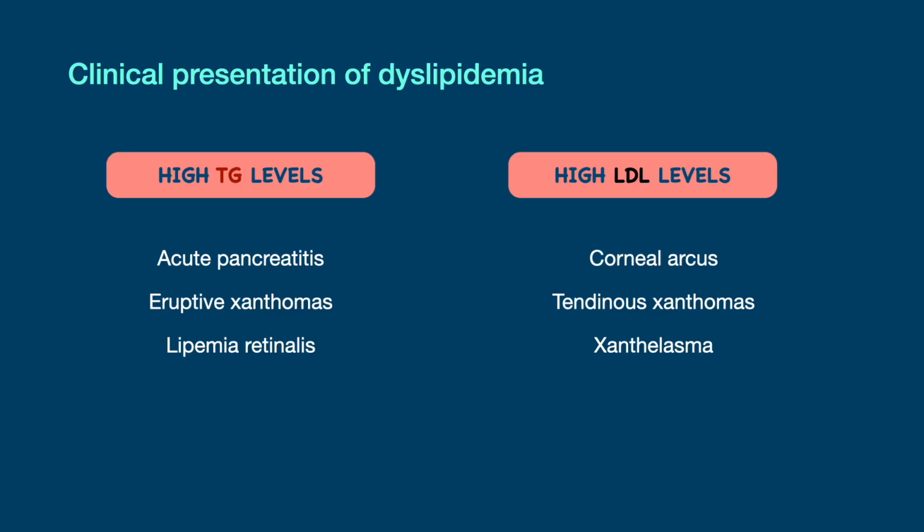High levels of LDL can cause corneal arcus and tendinous xanthomas at the Achilles, elbow, and knee tendons and over metacarpophalangeal joints. Other clinical findings seen in patients with high LDL include xanthelasma, which is lipid-rich yellow plaques on the medial eyelids. Patients with the rare dysbetalipoproteinemia can have palmar and tuberous xanthomas.